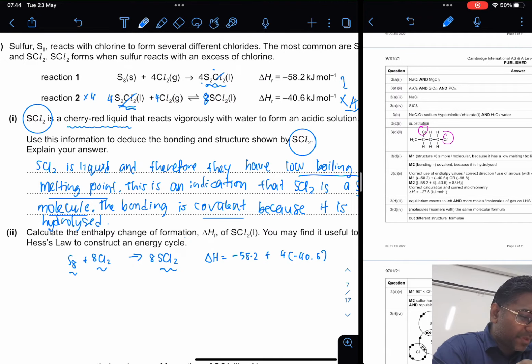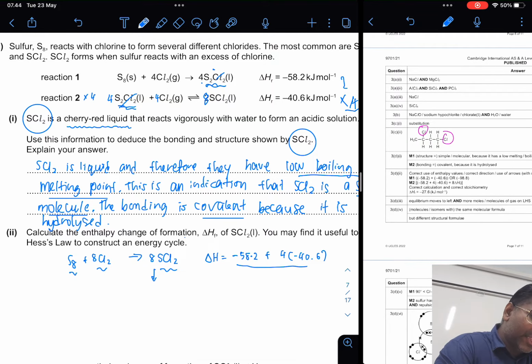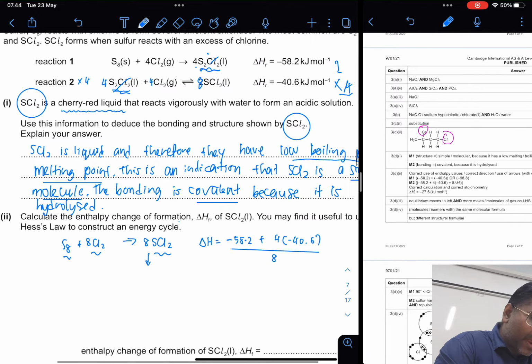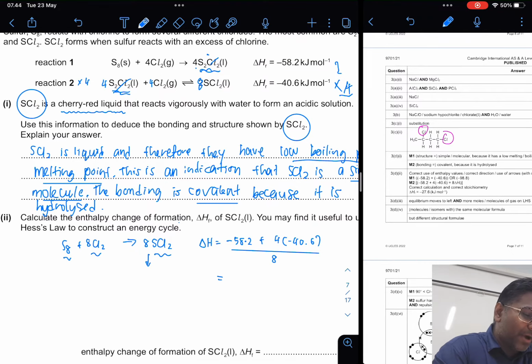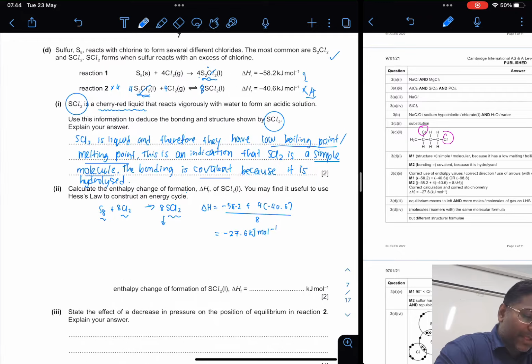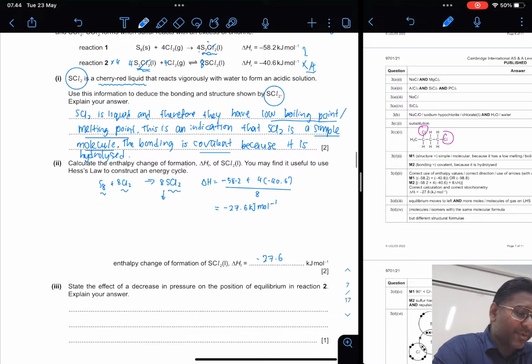The definition of enthalpy change of formation is when you are forming 1 mole of the compound from its element. In this case, you are forming 8 moles. So this is going to be the enthalpy change for 8 moles. So you need to divide by 8, because we want for 1 mole. When you divide by 8, you are going to get the value which is going to be negative 27.6 kilojoule per mole. So the enthalpy change of formation is going to be negative 27.6 kilojoule per mole.